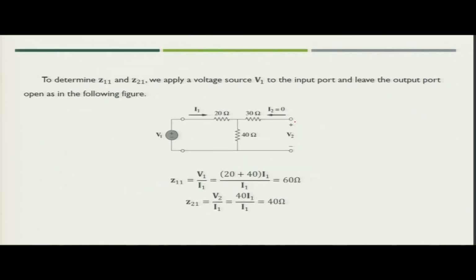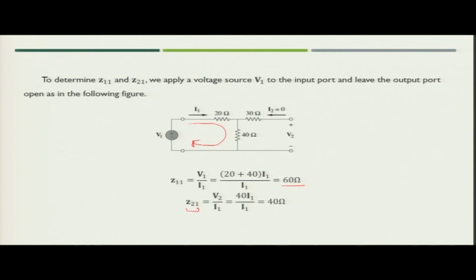So, in the input port we are applying V1 voltage, and we will find out the current I1, while at the other end V2 is there, but current I2 is 0. Now we know that Z11 can be represented as V1 upon I1. If you see this particular loop, since I2 is equal to 0, V1 would be nothing but 20 plus 40 I1, and then you divide by I1, you will get Z11 as 60 ohm.